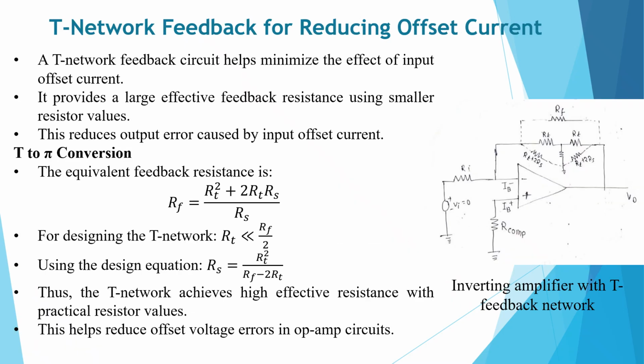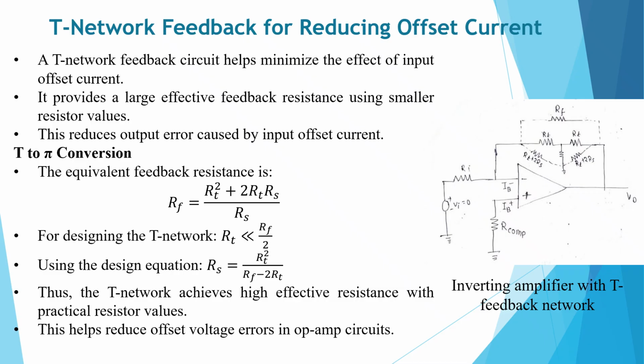T-network feedback for reducing offset current. To minimize the effect of input offset current, a T-network feedback configuration can be used. This method is a good practical solution because it provides a very large effective feedback resistance without actually using a physically large resistor value. As a result, the output error caused by input offset current can be significantly reduced.